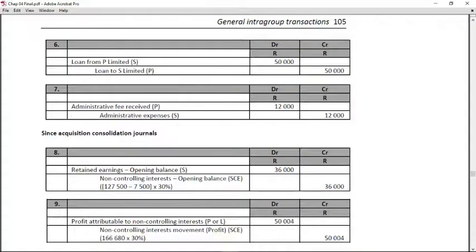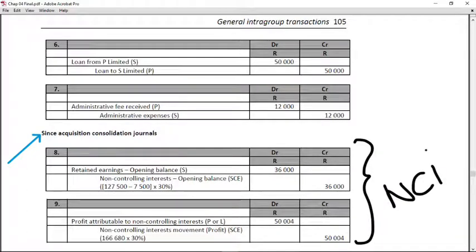The next category of consolidation journal entries relate to the since-acquisition consolidation journal entries, and specifically where we measure the NCI balance in the consolidated financial statements. Journal 8 attributes a portion of the since-acquisition-date movement in the retained earnings of the subsidiary to the NCI opening balance. In the analysis of equity or in the timeline, we identify the since-acquisition to opening balance movements in the equity of the subsidiary.